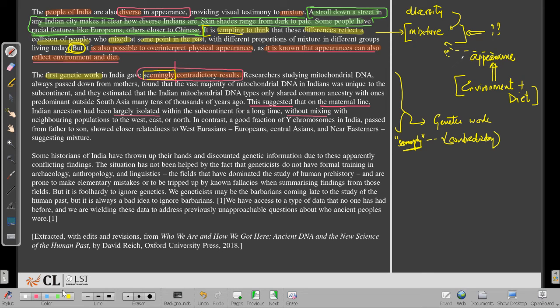So, what is the contradiction in the genetic work? From the maternal line, there seems to be no mixing. The whole discussion is about mixture, about people mixing together, so that's where it's happening.